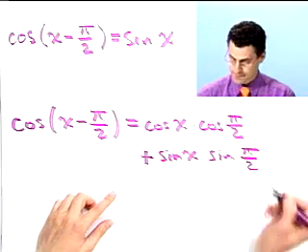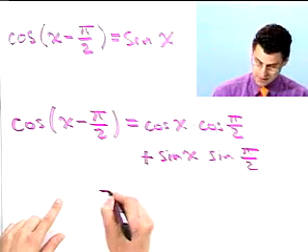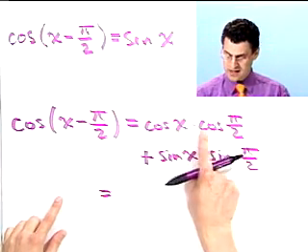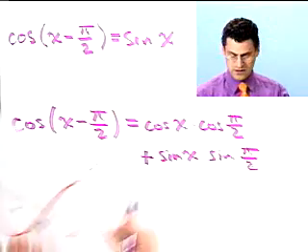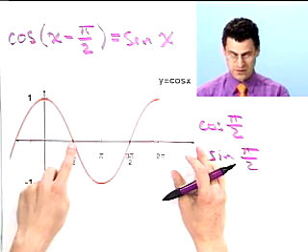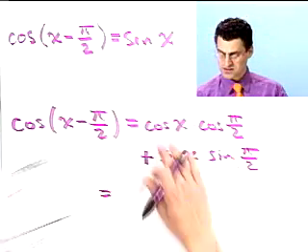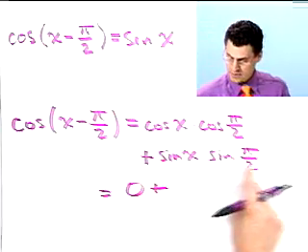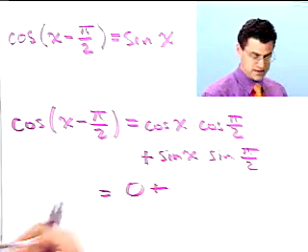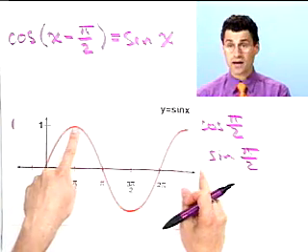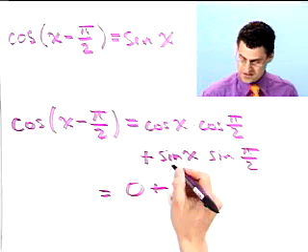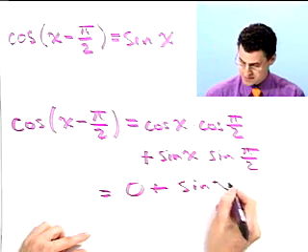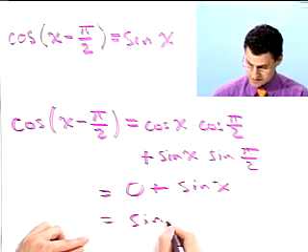Okay. Well, what is this? We have cosine x times cosine pi over 2. But look what cosine of pi over 2 is. Cosine of pi over 2 is 0. So in fact, this term drops out. So I get a 0 plus, and what's sine of pi over 2? Remember that sine of pi over 2 is actually 1. So I see 1 times sine of x. And so this equals sine of x.